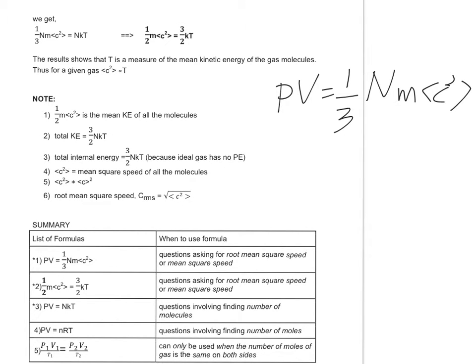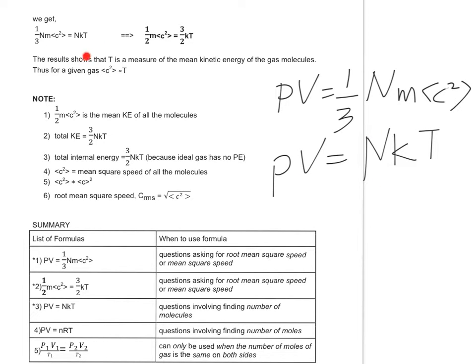Now, once we have this equation, we can combine it with another equation to get the equation that we want to derive. So can you still remember the equation that we derived in a much earlier lesson, PV equals NkT? Now you notice that both these equations are in terms of PV. So PV equals 1 over 3 Nmc squared and PV equals NkT. So what we can do is equate this PV to this PV, so you will get 1 over 3 Nmc squared equals NkT here.